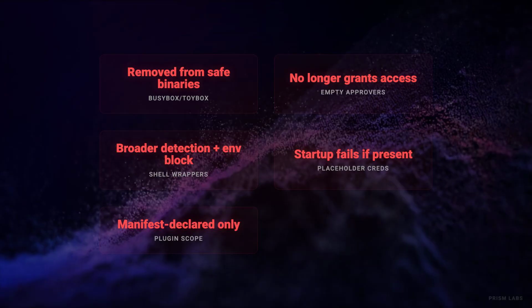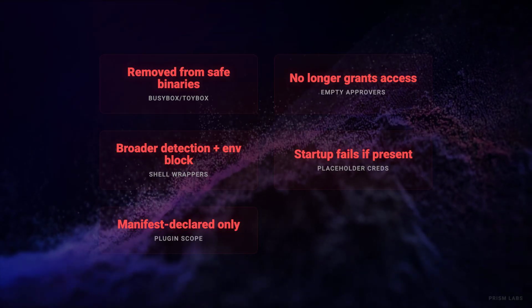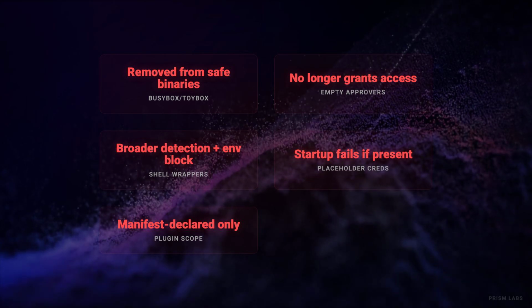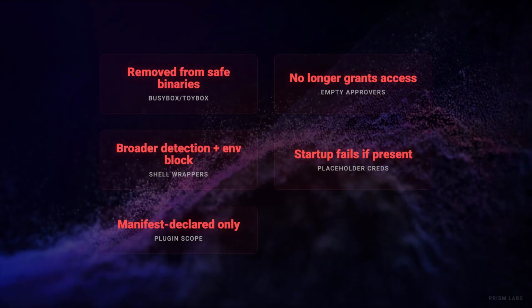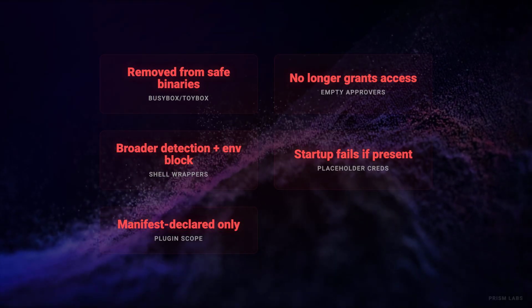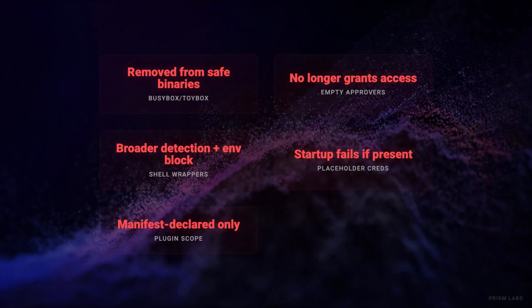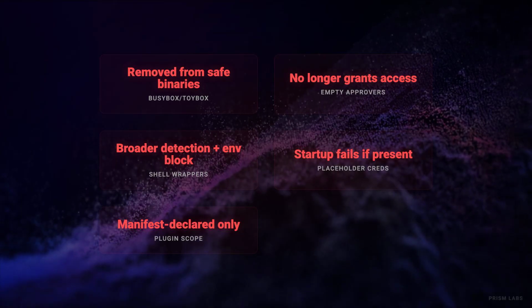Enforcing startup failure when placeholder gateway credentials remain configured ensures that production deployments don't accidentally run with default or test credentials that could be guessed by attackers. Plugin activation narrowed to manifest declared needs means plugins can only access capabilities they explicitly declare, significantly reducing the blast radius of a compromised or misbehaving plugin.